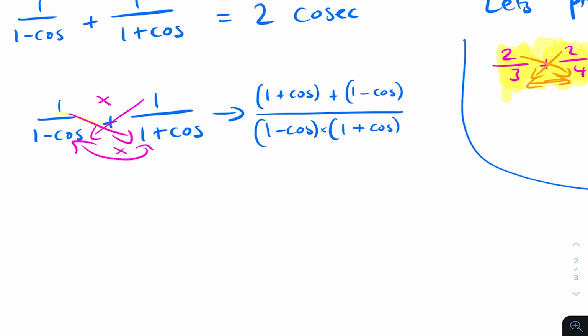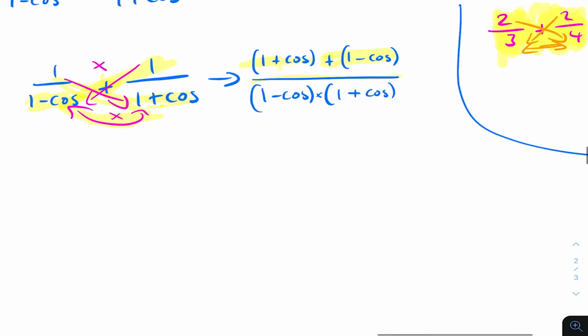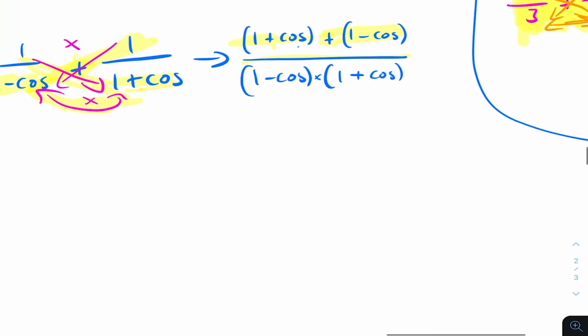So you see what I've done? I've just multiplied across. Obviously 1 times anything is itself, so it's 1 plus cosine here, plus, because we're adding them, 1 times 1 minus cosine, so you get 1 minus cosine, and then all of that divided by the common denominator, which is 1 minus cosine multiplied by 1 plus cosine. Now let's expand out the brackets. If you have 1 plus cosine added with 1 minus cosine, the cosines cancel each other out. Cosine minus cosine is 0, and 1 plus 1 is equal to 2. So you get 2 on the top.